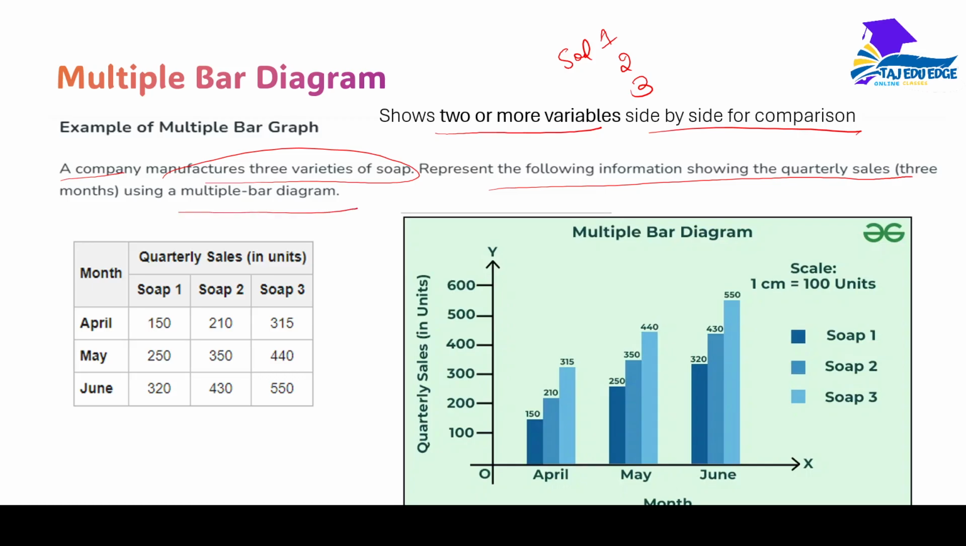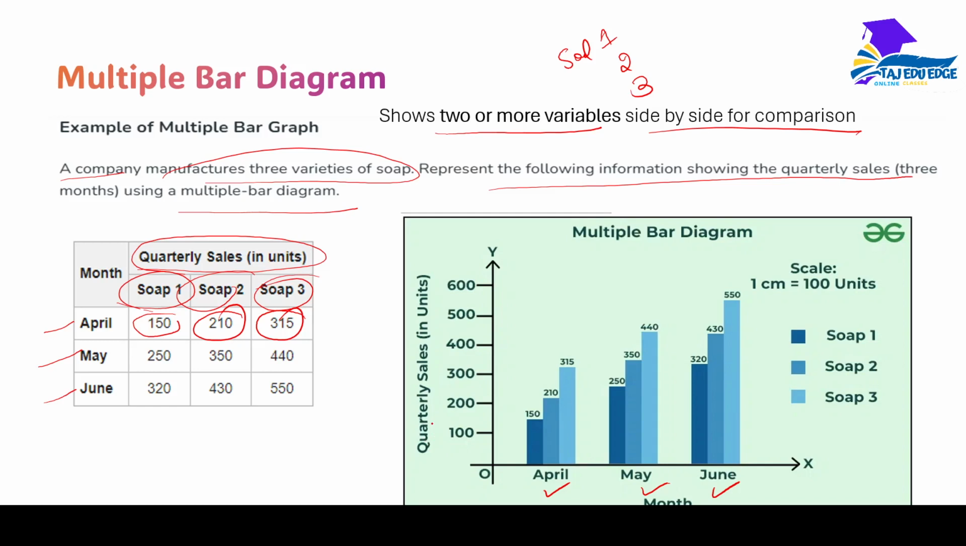Now how can we represent it? 3 months sales: April month, May month, June month. The heading here is the quarterly sales. We do have sub columns here: soap 1, soap 2, soap 3. Now in the month of April, soap 1, 150 units are sold, soap 2, 210 units are sold, soap 3, 315 units are sold. So that is what the comparison here is: April, May, June.